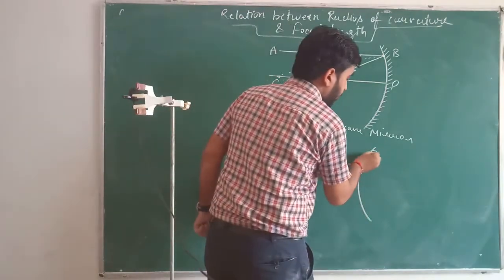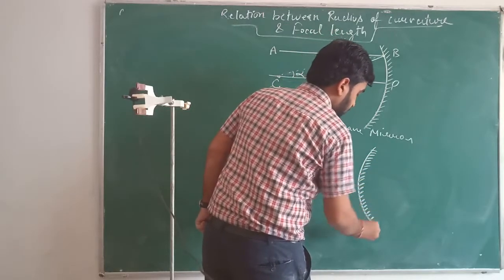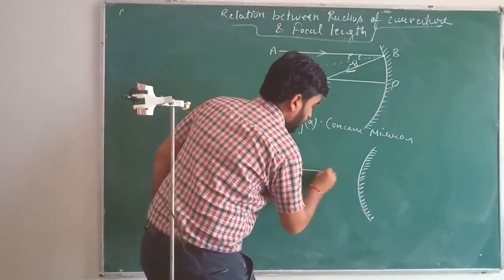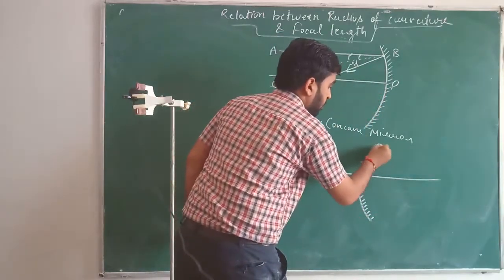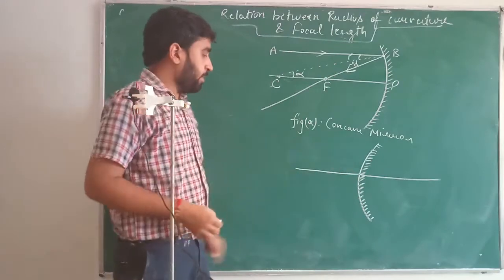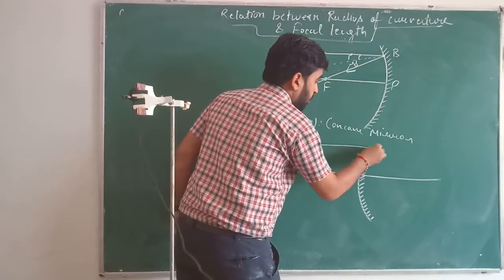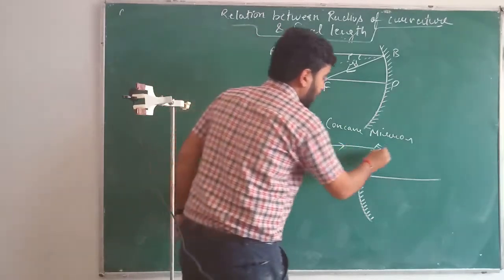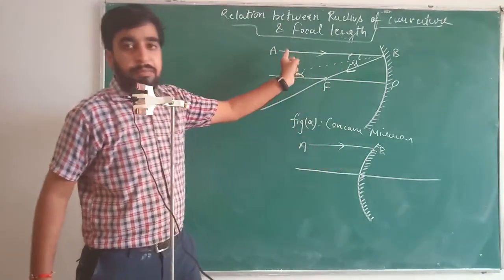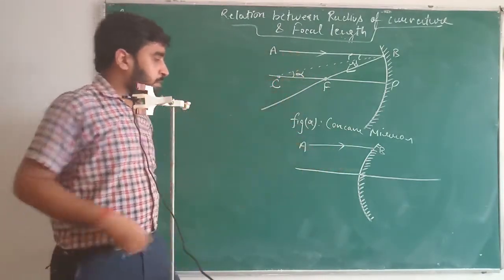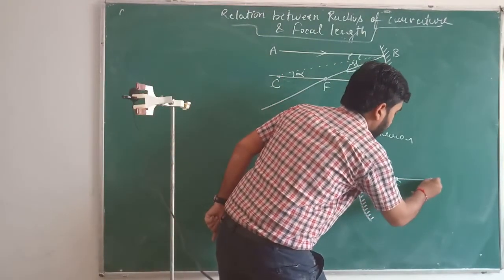Now students, let us plot the case for convex mirror. So here I have considered a convex mirror, and I have shown in the backward direction as well. When a ray of light AB will approach here, as you all know, this will go in backward direction, but we have to assume the focal point. So suppose there is the focal point and here is the center of curvature.